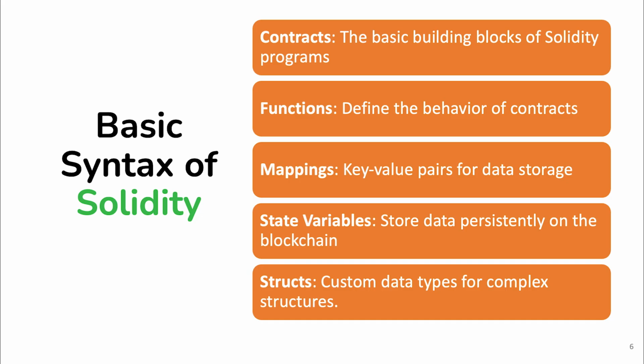Basic syntax of Solidity. Solidity has 5 main basic syntax items: contracts, functions that define the behavior of contracts, mappings for storing key value pairs, state variables to store data in a persistent manner on the blockchain, and structs, which are custom data types for creating complex structures.